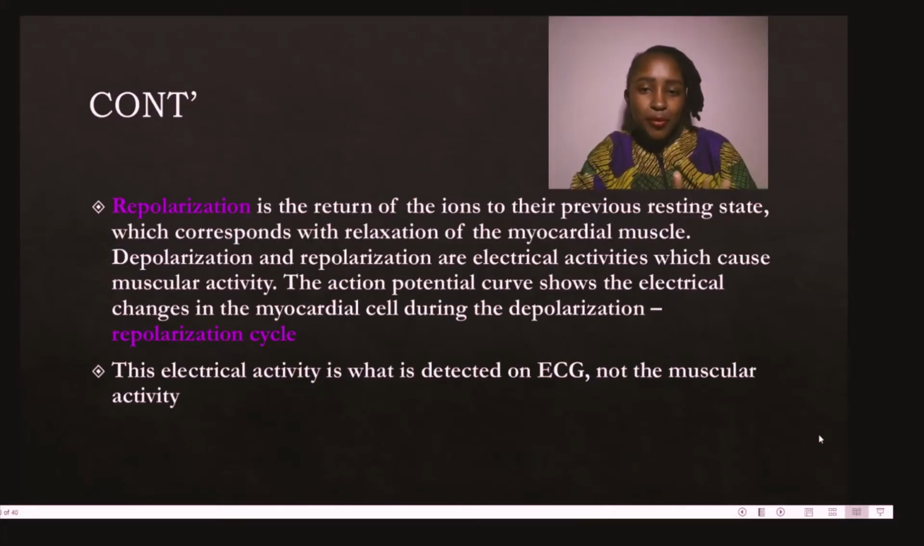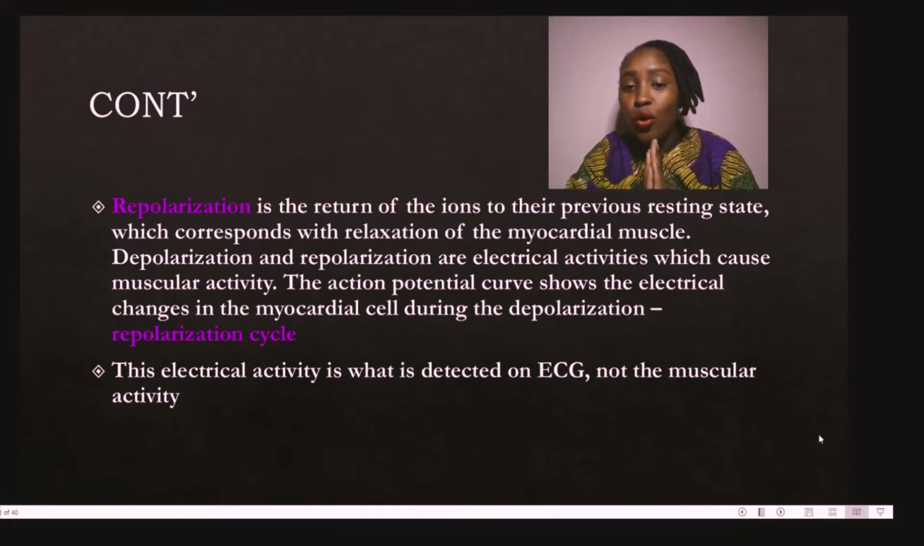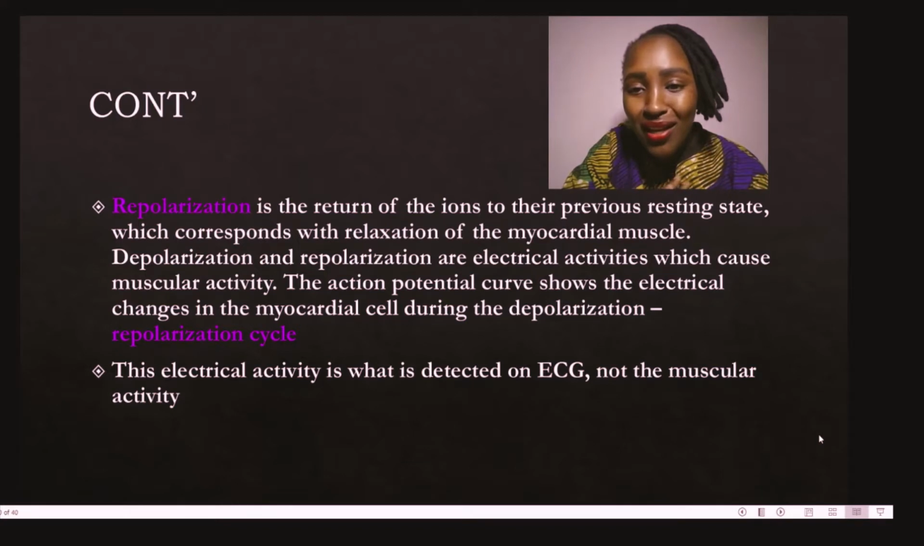So the last process I would like to discuss with the action potential is the repolarization, and this is the return of the ions to their previous resting place or state, and this corresponds with the relaxation of the myocardium, or the myocardial muscle. Depolarization and repolarization are electrical activities which cause muscular activity. The action potential curve shows the electrical changes in the myocardial cells during the depolarization-repolarization cycle. This electrical activity is what is detected on the ECG and not the muscular activities.